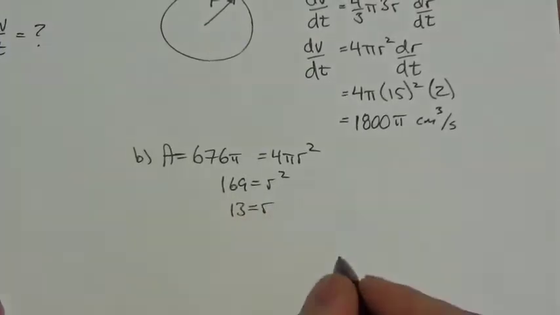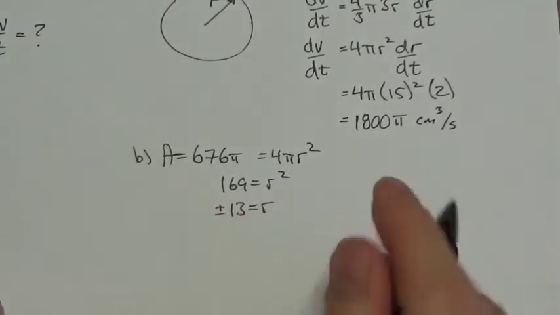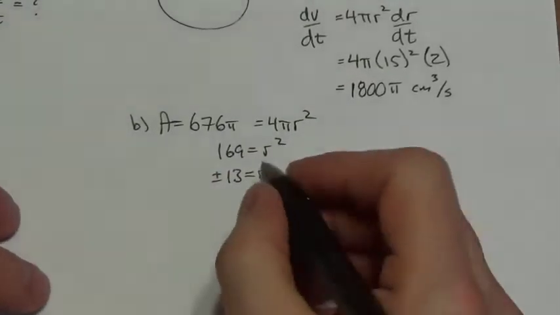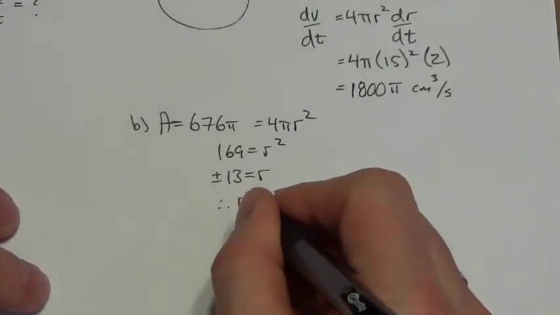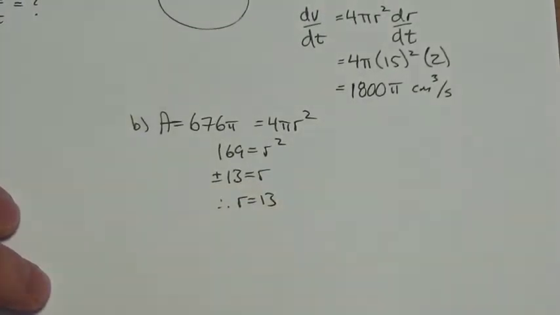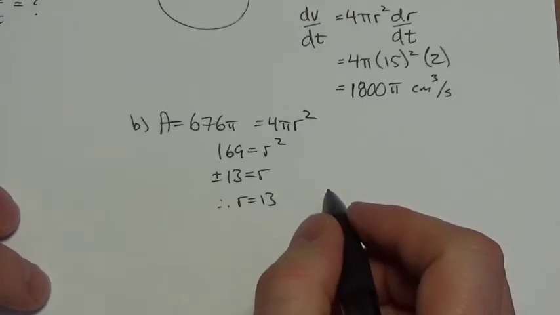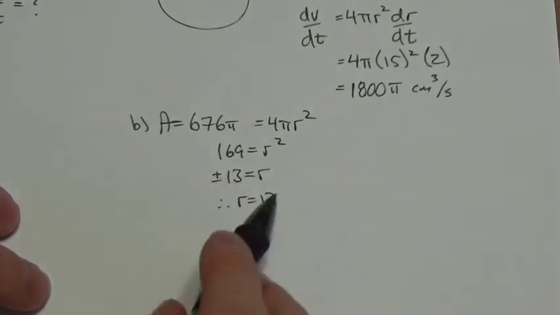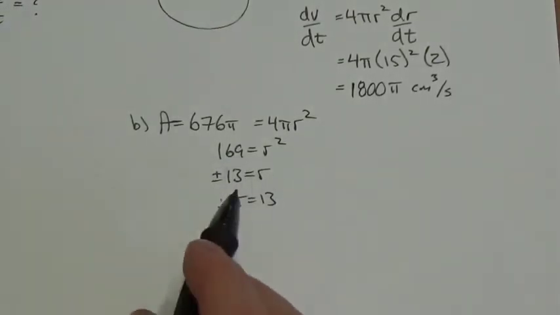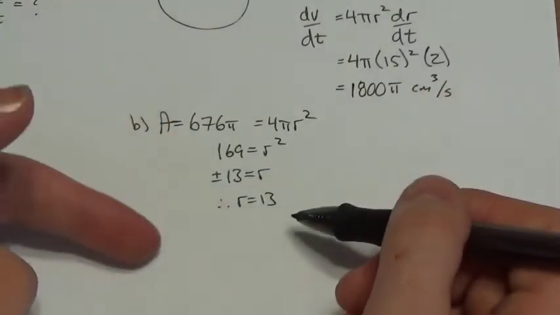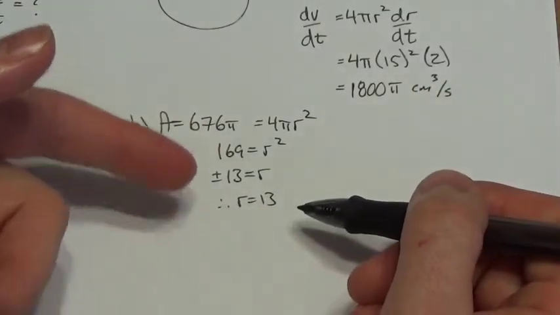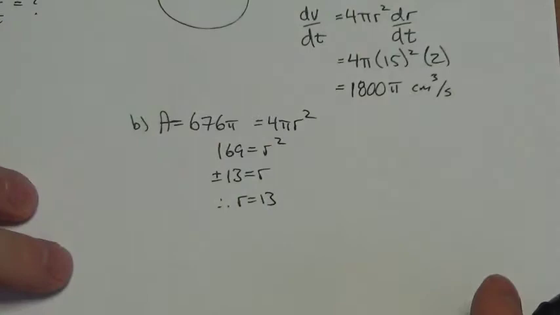Now, normally we would write plus or minus 13, but I think the context is clear enough that we know that r is simply going to equal positive 13. Now, truth be told, I didn't even really need to do that. And I'll show you why in just a second. That is a very natural thing for us to do, but I didn't need to.